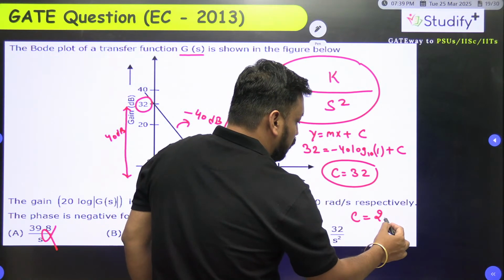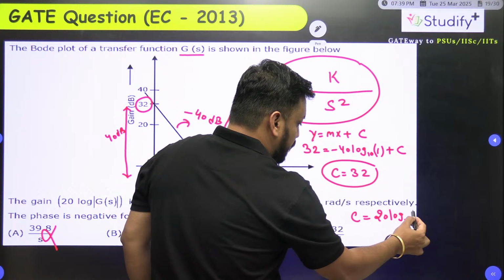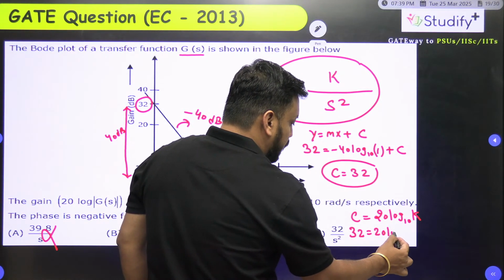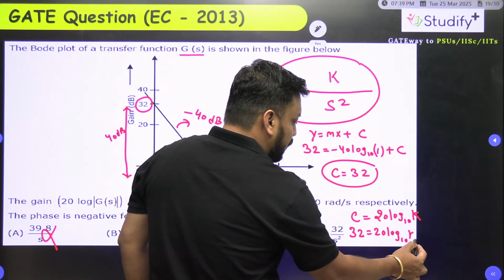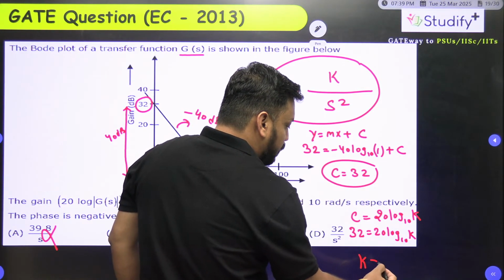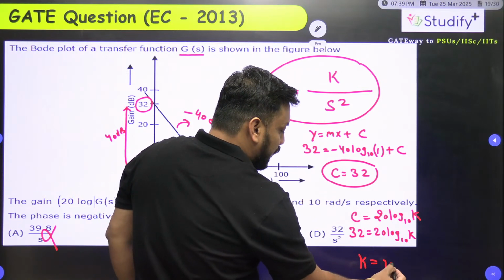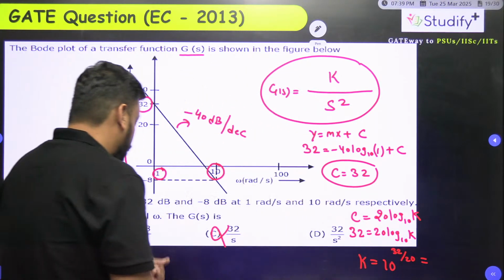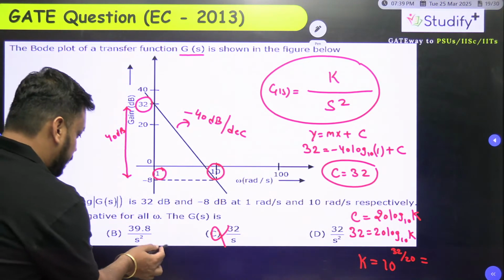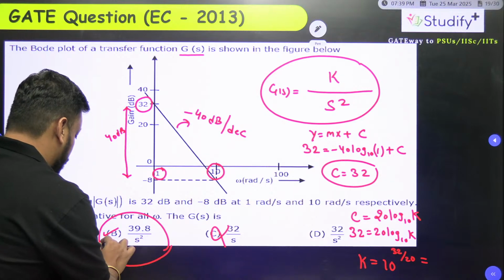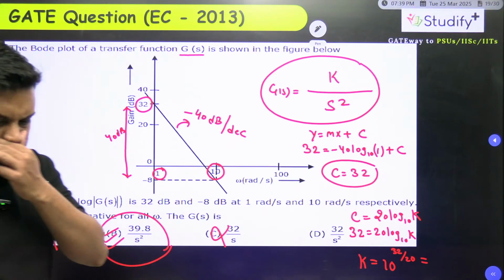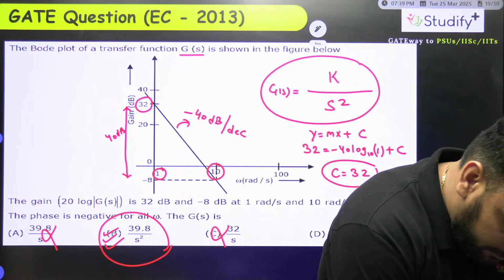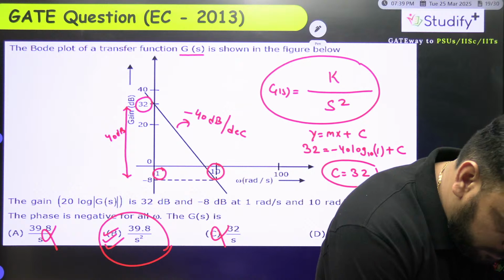Even if you want to prove it, then you can write c is nothing but 20 log 10 k, and if c value is 32, 32 equals 20 log 10 k. So from here what will you get? You will get k equal to 10 to the power 32 upon 20, and then when you calculate, you will get near to 39.8. You can calculate from the scientific calculator, and you will get option B as the correct answer. You will get the correct answer, option number B, guys.